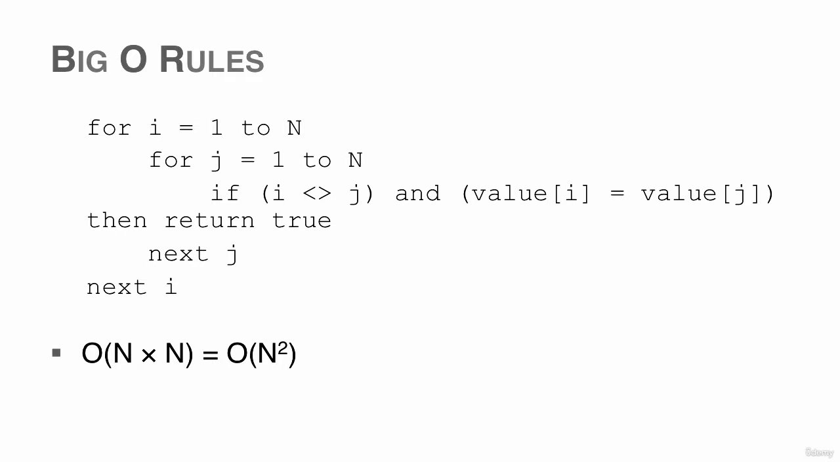Here, the for-i loop runs through the n items in the array. For each of those items, the for-j loop also runs through the n items in the array. That means the algorithm's behavior is order n times n, or order n squared. That's how Rule 4 works. If an algorithm performs g of n steps for each of f of n steps, its behavior is order f of n times g of n.